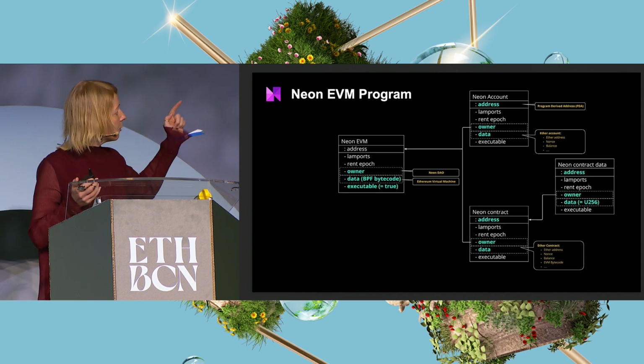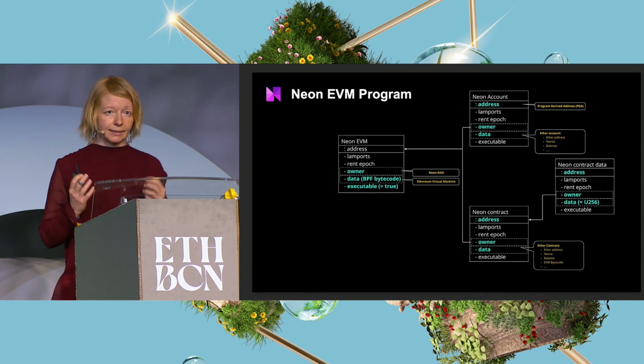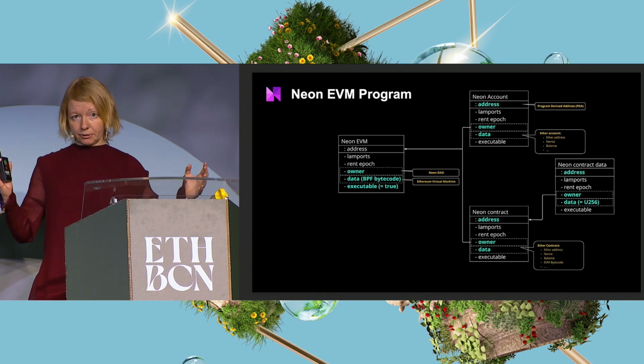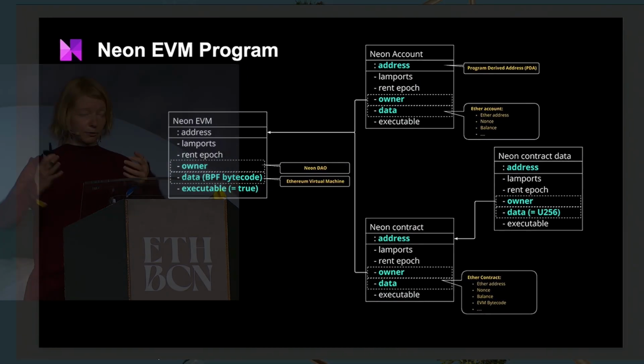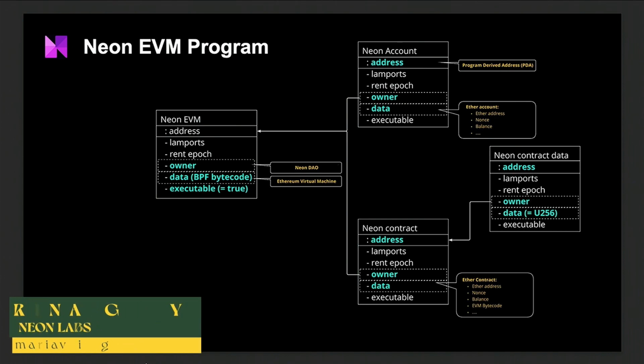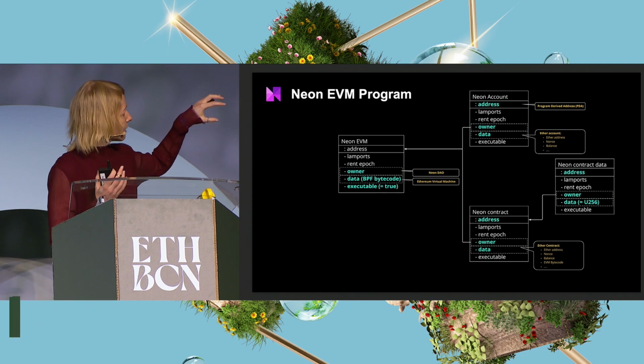So this is how Neon EVM looks within the Solana ecosystem. Neon EVM is a Solana smart contract, so it's a program written for Solana. What we have here is Neon DAO, which owns this program, and then we have the Ethereum virtual machine bytecode within the data field of this program. And definitely we have to have a truth in order for this program to be executed within the Solana ecosystem.